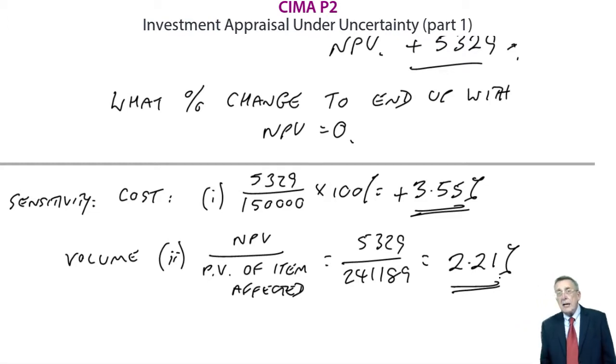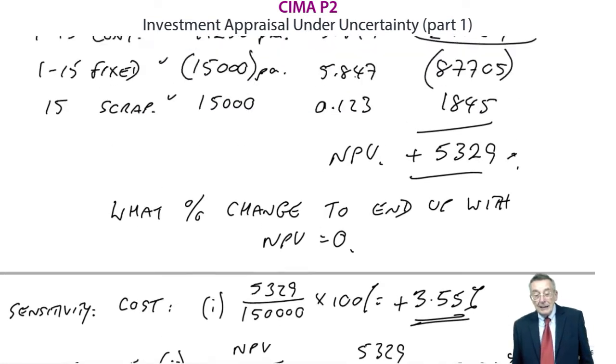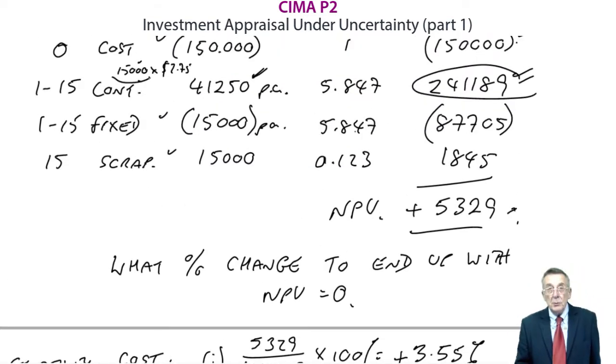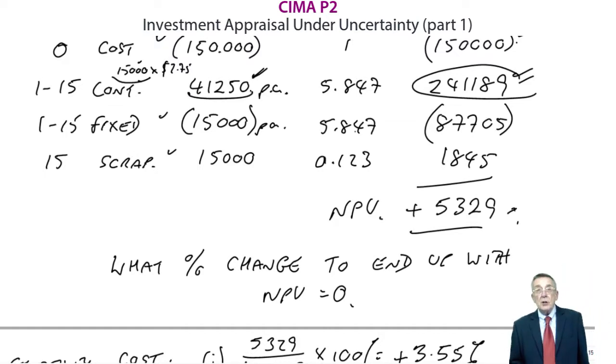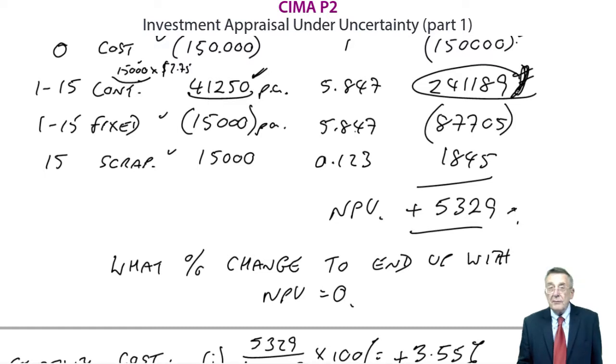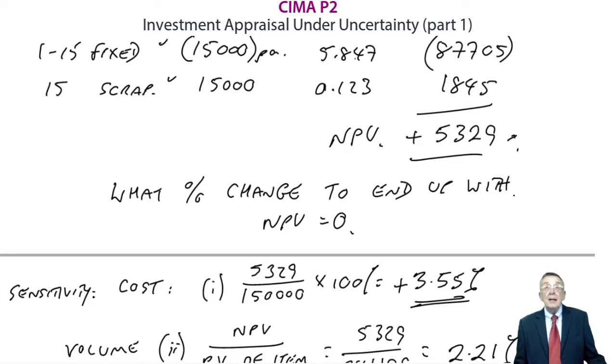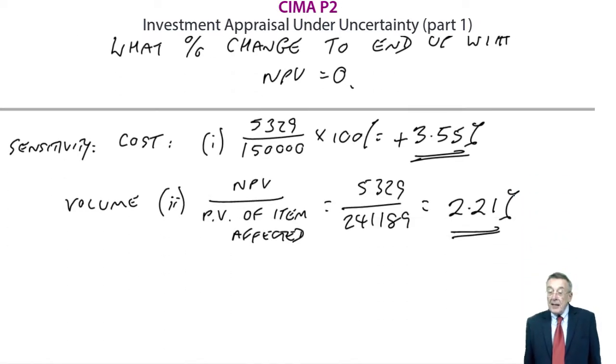And again, although I hope I've made it clear, just think that through. If the sales volume fell by 2.21%, so too does the total contribution per year. And if that falls by 2%, discount for 15 years, the present value would fall by 2%, and 2% of it is 5329. We'd have got an NPV of 0. This time we're only worried if the volume falls, surely. If it increases, things are better and better. So strictly, we show the direction sensitivity is minus 2.21.